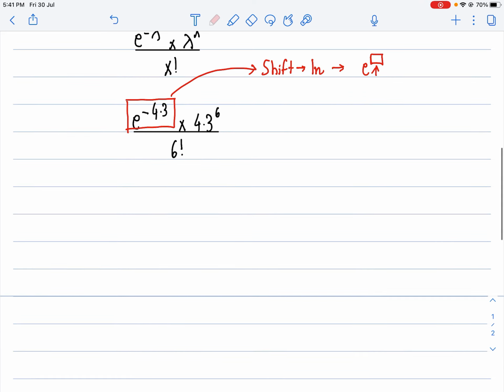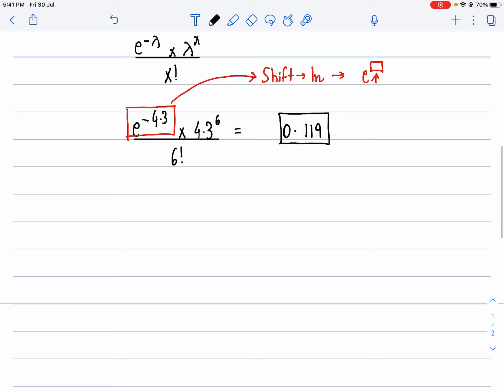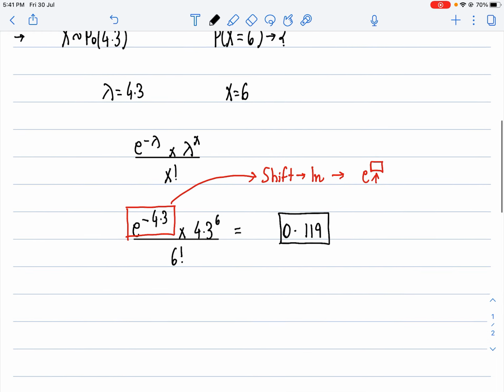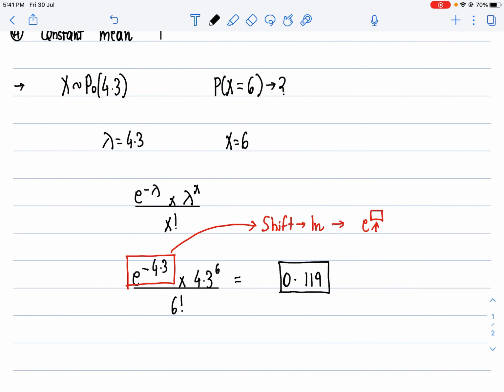Now, when I simply solve this on the calculator, I get my answer as 0.119, which is the final answer. And as it's a probability, the probability is always between 0 and 1. So this is basically how they ask questions.